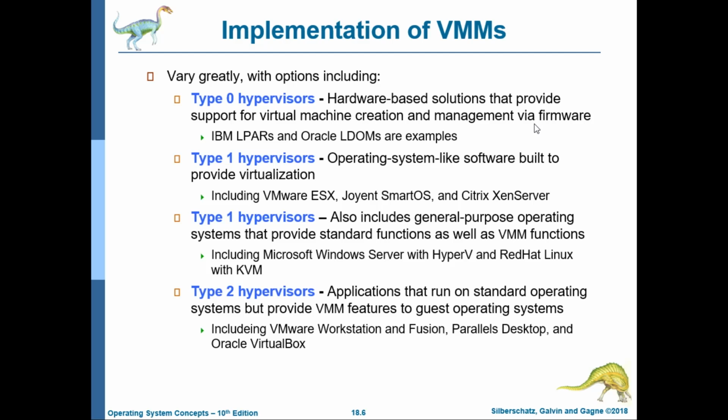And last but not least, we have the type 2 hypervisors. These are applications that run on standard operating systems but provide VMM features to guest operating systems. Categorized under type 2 hypervisors are VMware Workstation, VMware Player and Fusion, Parallels Desktop, and Oracle VirtualBox. Again, I'm familiar with Oracle VirtualBox because I've used it so many times.